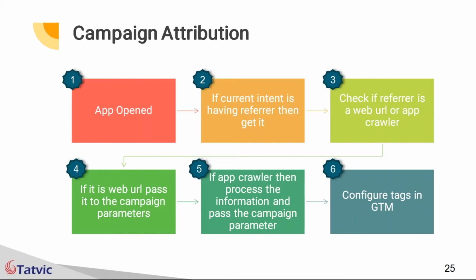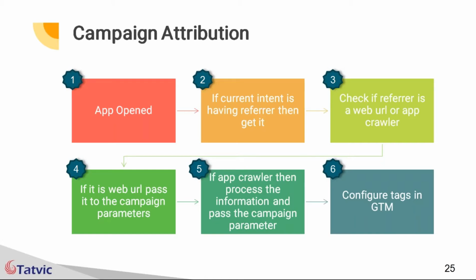Then the third step is to check whether the referrer is a web URL or an app crawler. If it is a web URL, it must have the scheme http:// or https://. If it is an app crawler, it must have some package-name kind of URL. Then, if it is a web URL, you need to parse the UTM parameters attached to that web URL, or you can pass the host name from where the user arrived. You need to pass that parameter into a data layer, meaning pushing these campaign parameters to a data layer.